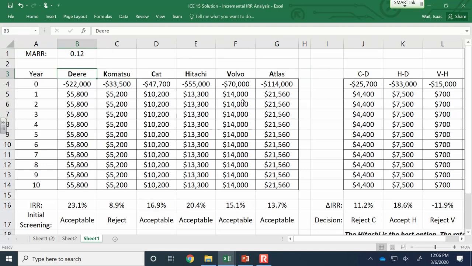So let me pause for a moment and give you some time to continue your analysis, and we'll see if we all end up in the same conclusion.